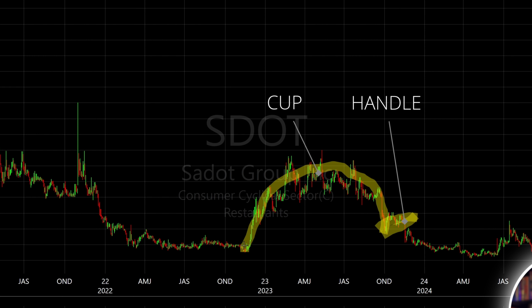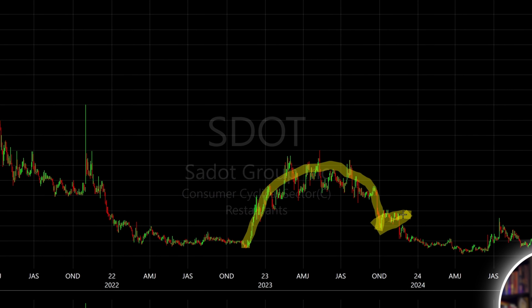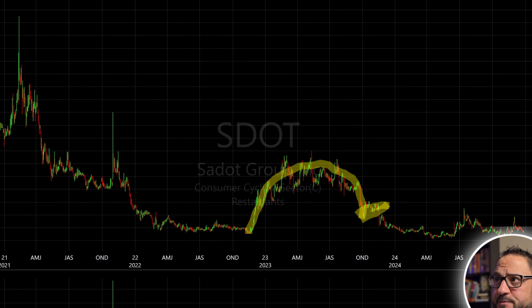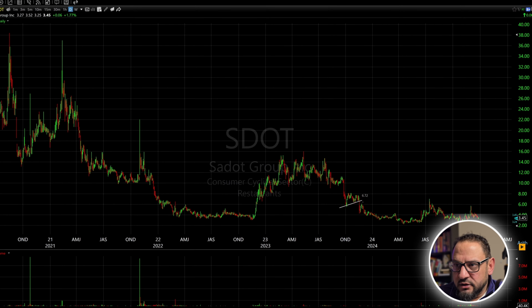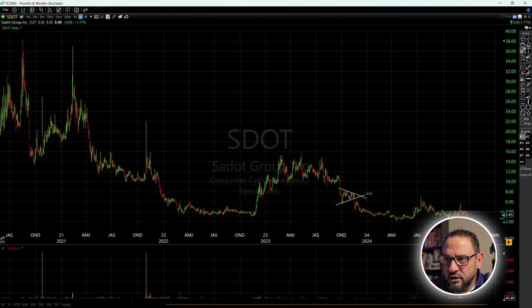So the psychology behind it reflects a shift from buying pressure to selling pressure. And then it consolidates and gets the sellers getting ready to actually take it for another rally to the downside. This is the handle. I'm drawing it a little bit quickly.